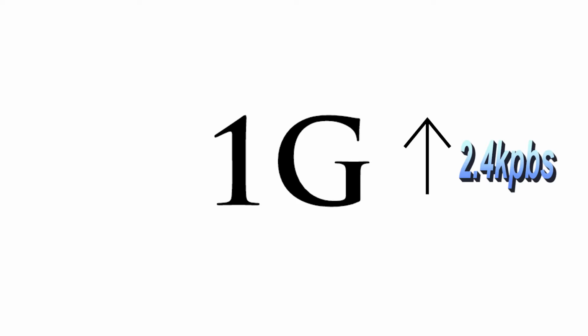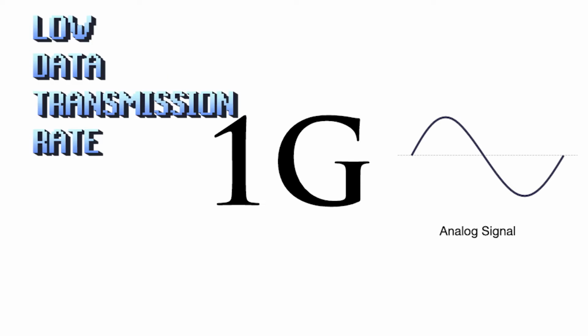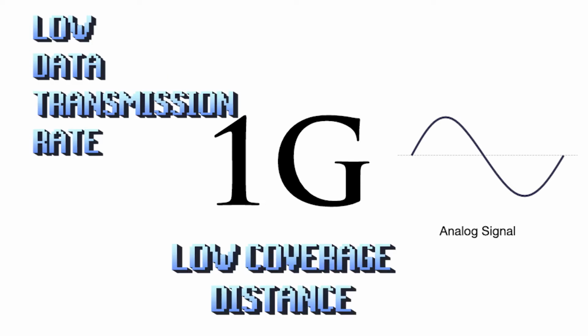1G, which ran merely on 2.4 kilobit per second, was introduced in the 1980s. It made use of analog signals, which has low data transmission rate and low coverage distance. Let's move on to 2G.